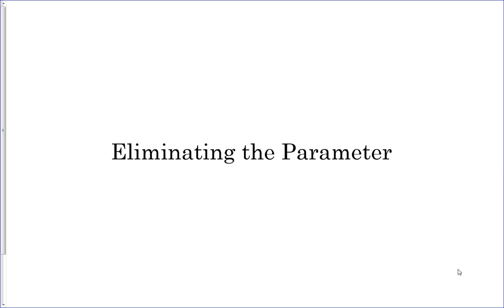Alright, in this video we're going to continue going over parametric equations, and in this one we're going to talk about eliminating the parameter. So basically we're going to take a parametric equation which has t and turn it into a rectangular equation which does not have t.